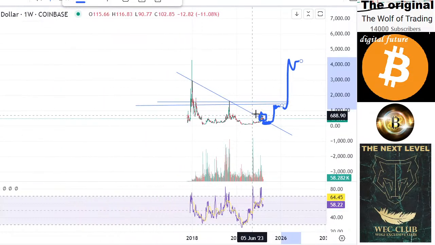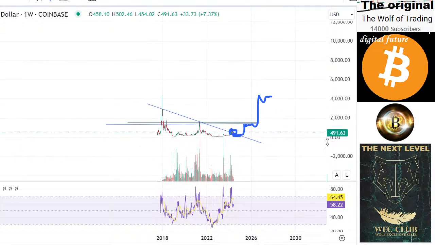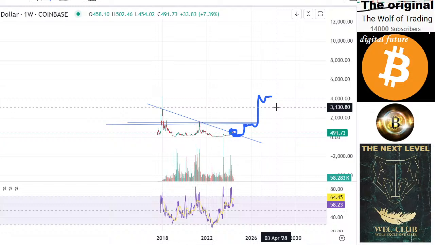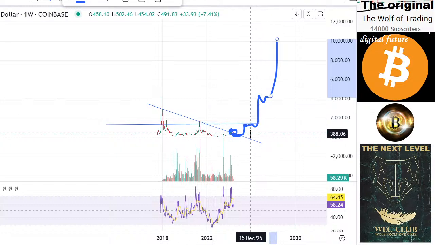This is crazy. If you see this here, this is the left shoulder, this is our head. And then the price has the power. This chart has the power to go in the direction of 10,000. It's built for 10,000. So I think this is the next Bitcoin.